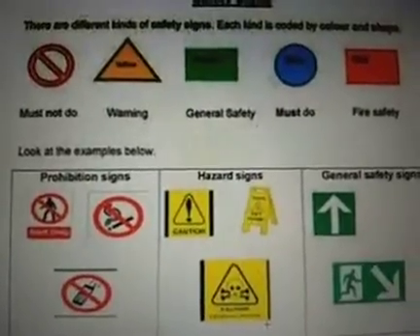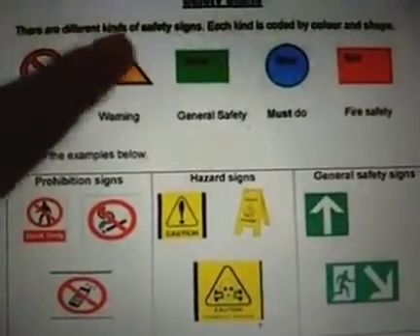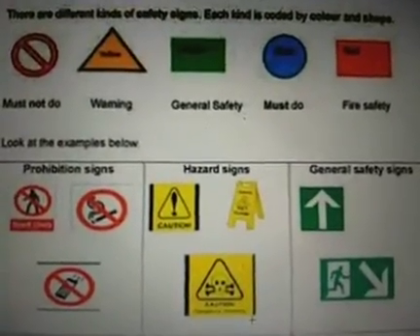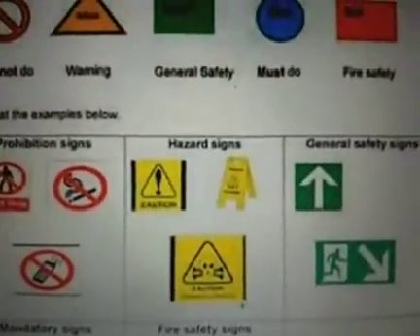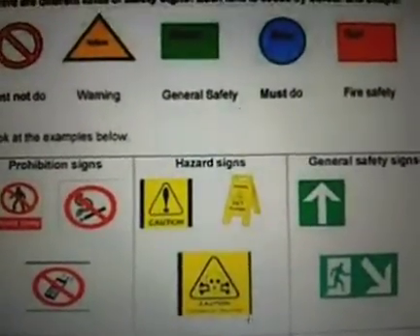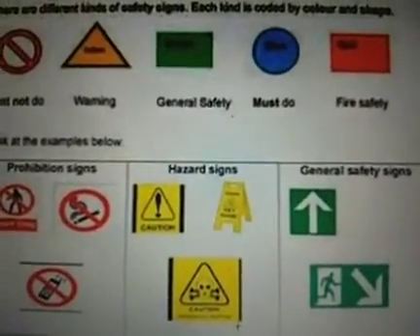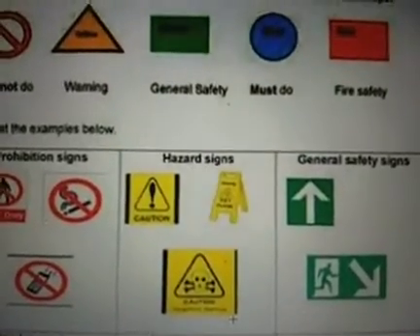Now coming to the next one. Again, these signs are in the shape of a triangle and they are yellow in color. They are called warning signs. So these signs are usually there just to warn you that there's some danger ahead. So you should be careful. They are also called hazard signs.